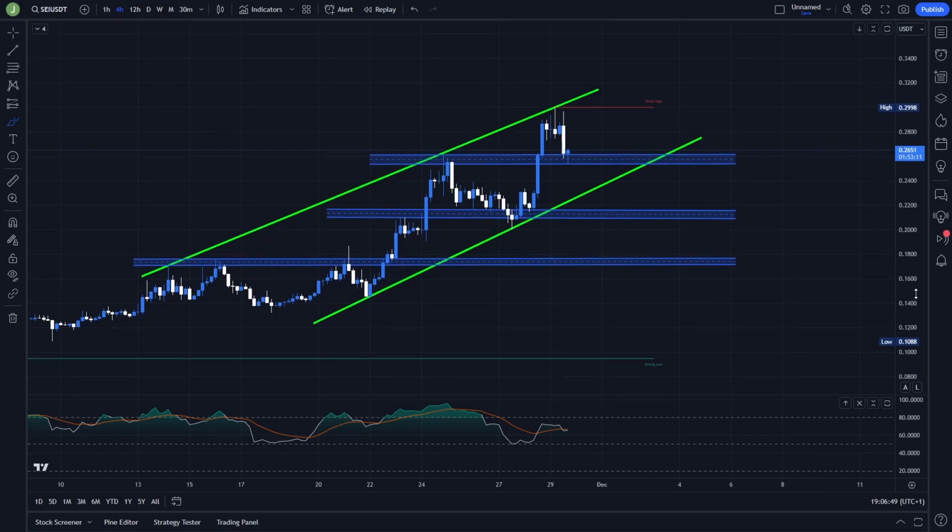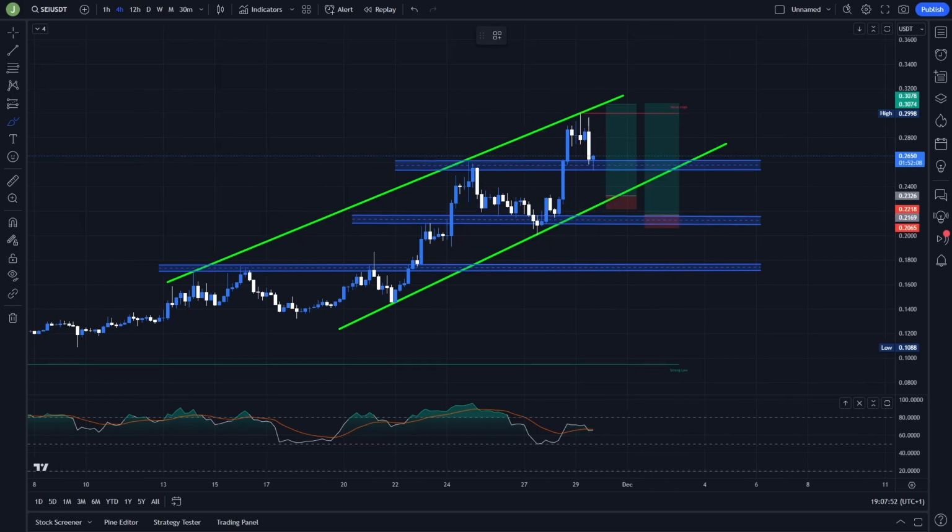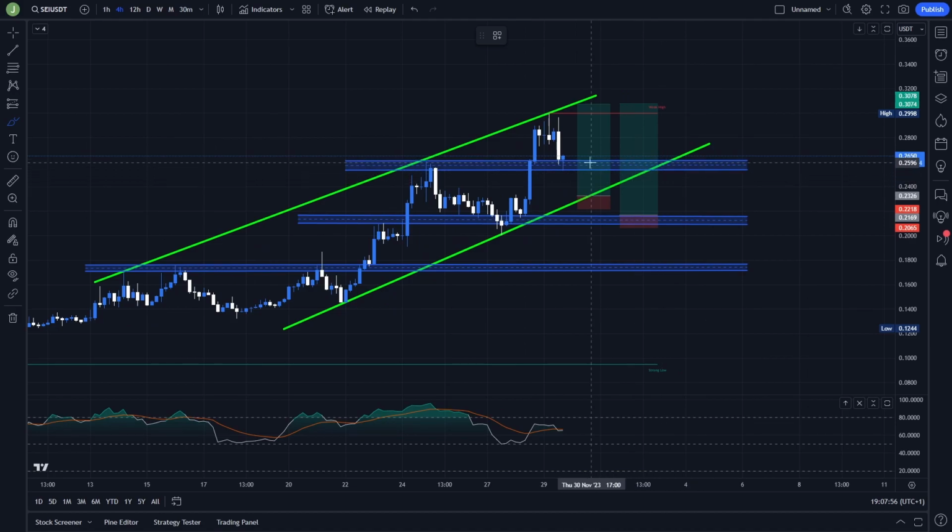Another possible long scenario will be after a breakdown and testing this support area, which is between levels 0.216 and 0.209. So one will be after a support confirmation, but if there isn't a support confirmation but a breakdown, and we confirm support in this support area, then there can be a good opportunity for opening a long position there. So these first two possible long scenarios can look, for example, like this.